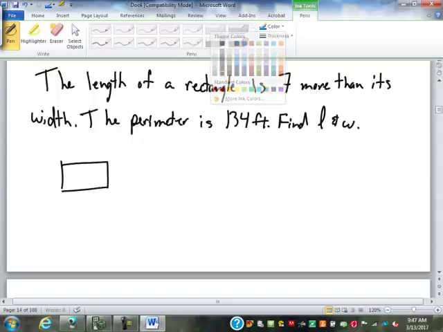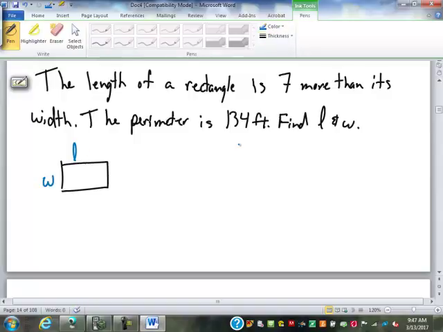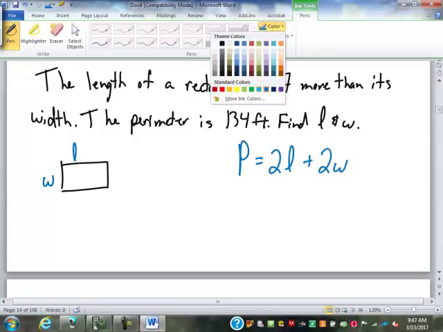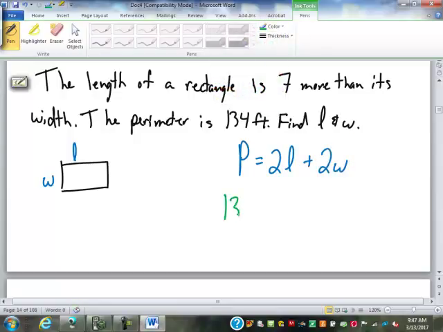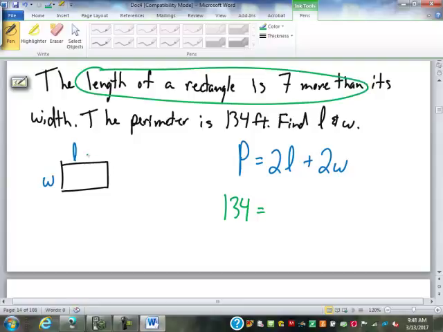So here again we have our length and our width. Our formula, perimeter is equal to 2L plus 2W. And we know that 134 is going in for the perimeter. Once again, we need to get rid of either the L or the W. Do we have a relationship between them? The length is 7 more than the width.